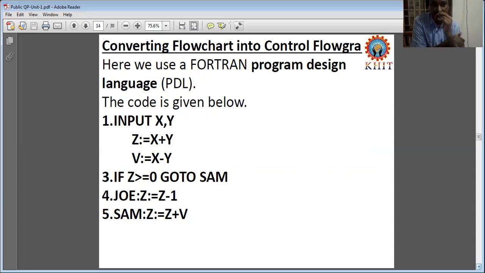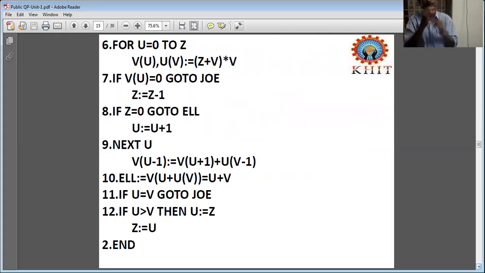So the code is: 1. Input x, y. 2. z equal to x plus y, v equal to x minus y. 3. If z greater than or equal to 0, go to Sam. 4. Jai: z equal to z minus 1. Sam: z equal to z plus v. 5. Loop for u equal to 0 to z plus v. 6. 7. If u equal to 0, go to Jai. z equal to z minus 2. 8. If z equal to 0, go to L. u equal to u plus 1. 9. Next u. 10. L: v equal to u plus v. 11. If u equal to v, go to Jai. 12. If u greater than v, then u equal to z, z equal to u. And this is the code.